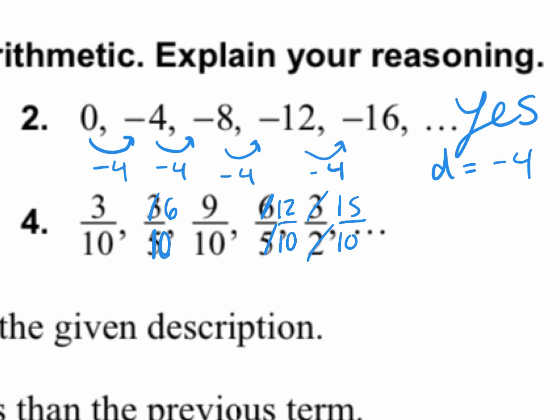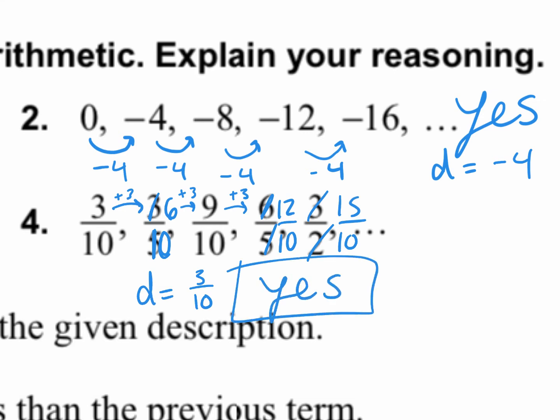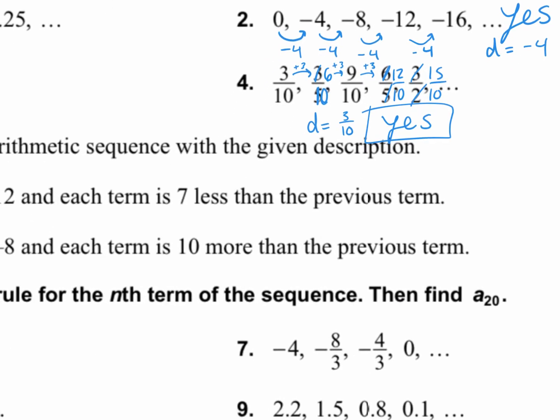What are we doing in our numerators to get from 3 to 6? Add 3. What about from 6 to 9? Add 3. And 9 to 12? Add 3. So what's our rule? Or what's our common difference? But what about our denominator? 3 over 10. Are these arithmetic? Yeah. Because we're adding the same thing each time. And that same thing is 3 over 10. Any questions here? All right, let's do B.